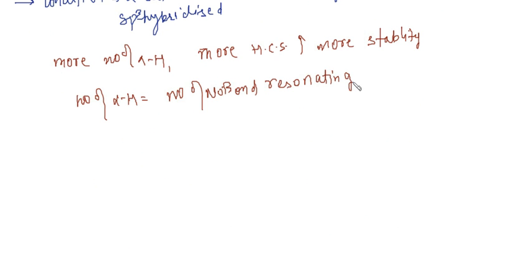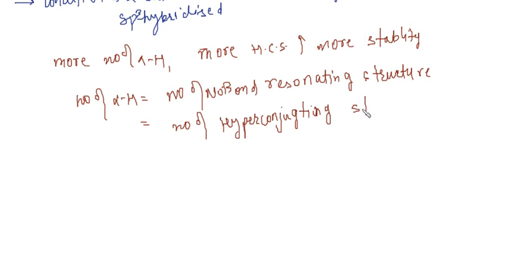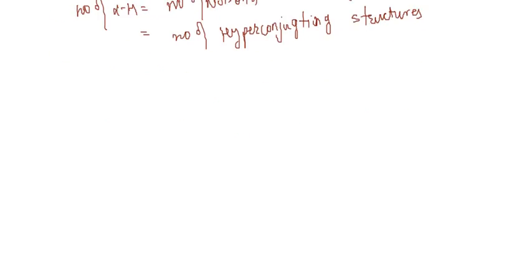resonating structures, or we can also name it the number of hyperconjugating structures. Number of alpha hydrogens, number of resonance structures, and number of hyperconjugating structures are the same. Now if we need to calculate the number of no bond resonance, hyperconjugating structures, let's consider a structure.